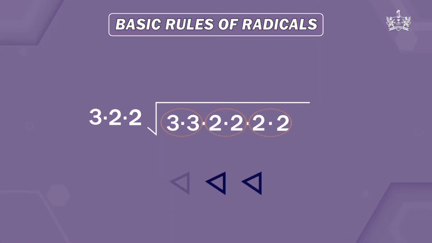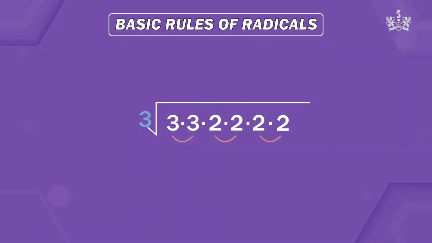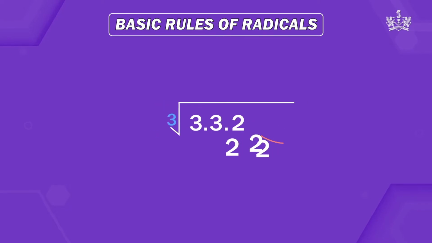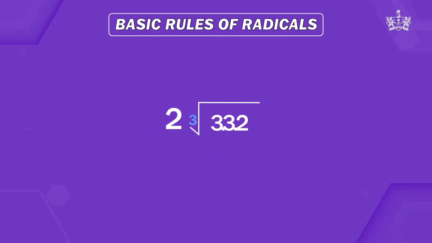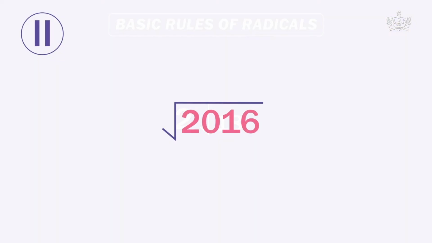However, let's say the index was 3 instead. What changes is we are now grouping up trips, which means only one 2 comes out, and we're left with an 18 inside the radical. Okay, go ahead and pause the video and try this one yourself.